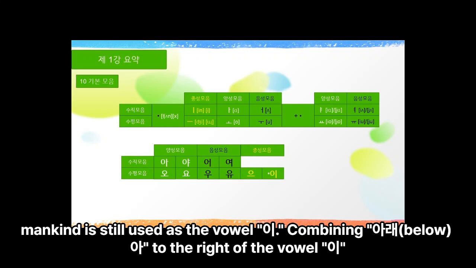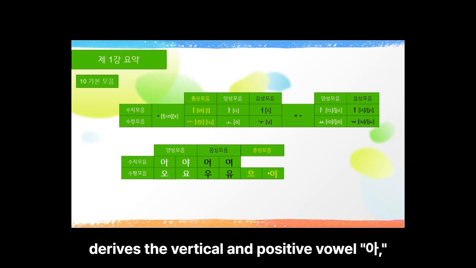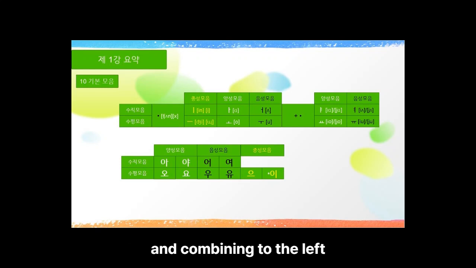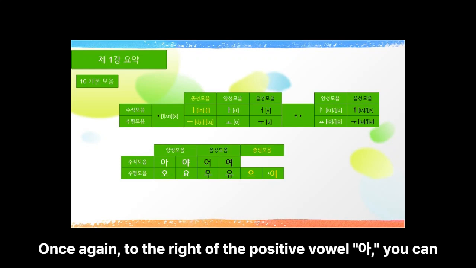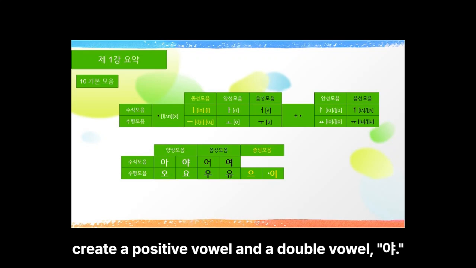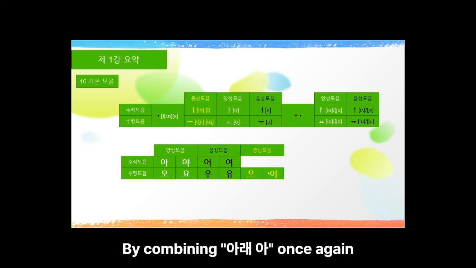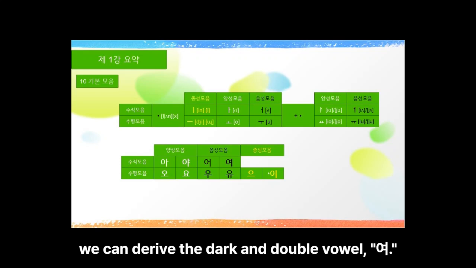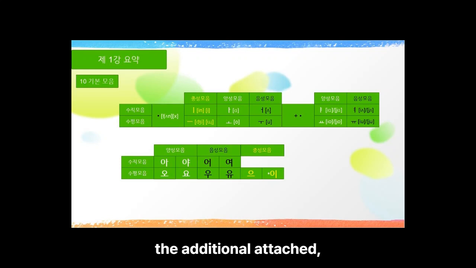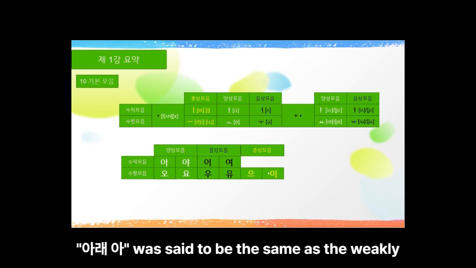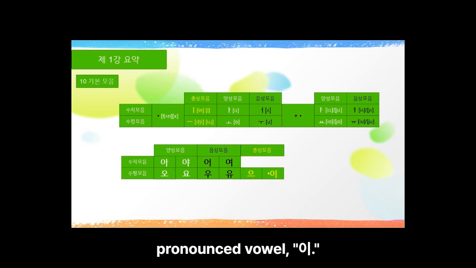Combining the below ah to the right of the vowel e derives the vertical and positive vowel ah, and combining to the left derives the vertical and negative vowel a. Once again, to the right of the positive vowel ah, you can create a positive double vowel, ya. By combining area once again to the left of the dark vowel a, we can derive the dark double vowel yeo. When pronouncing the double vowels ya and yeo, the additional attached area was said to be the same as the weakly pronounced vowel e.